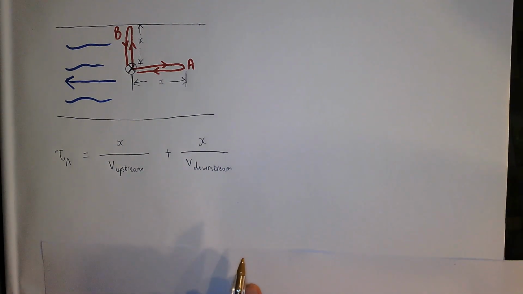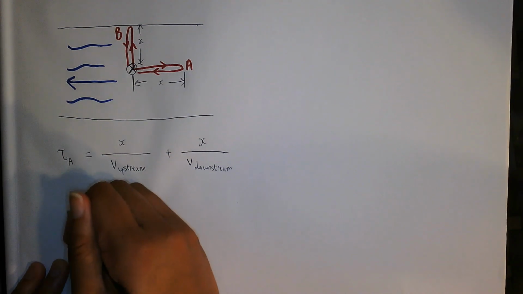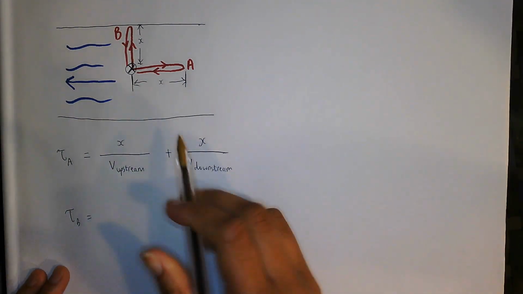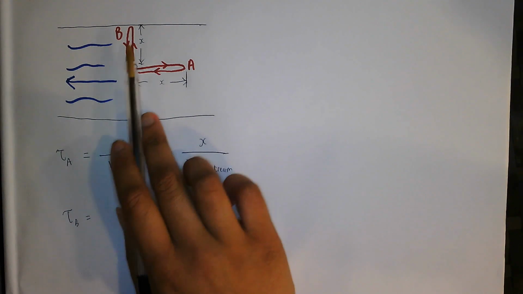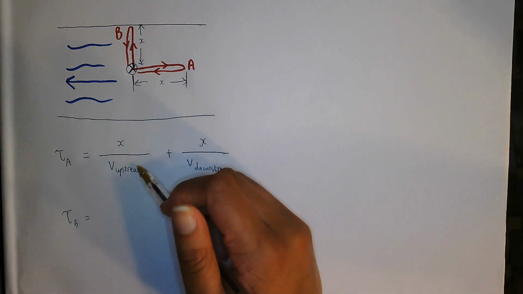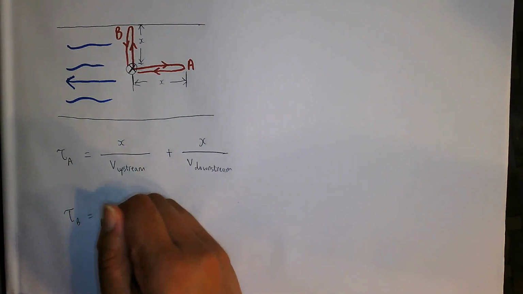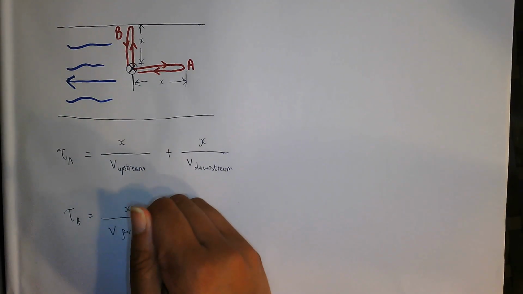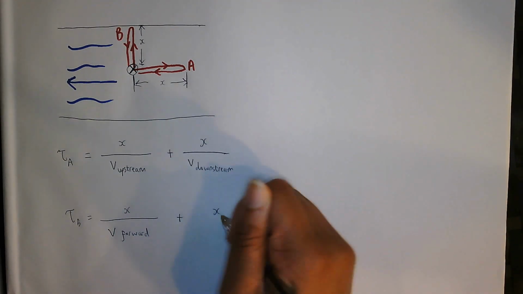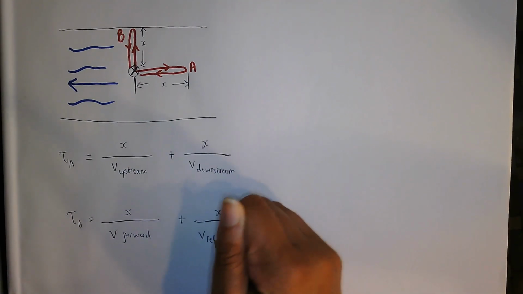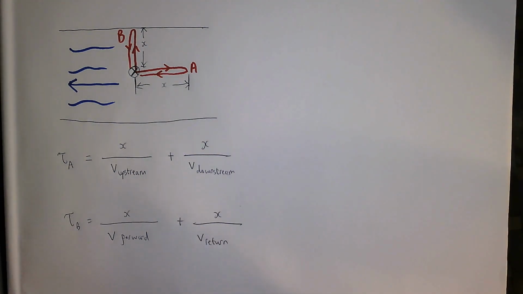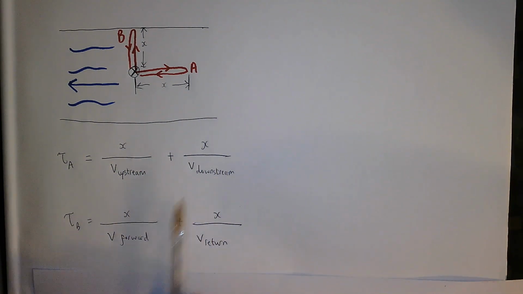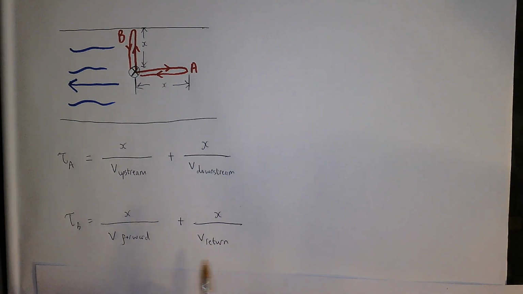And similarly for tau B, in this case it's not going to be upstream and downstream, because boat B is not travelling upstream or downstream, it's going across the river. So for tau B it's going to be x over v, I'll call it v forward, for its forward journey, plus x over v return, so boat B's return journey. So if you can calculate these four velocity magnitudes, then that's how we're going to solve this question.